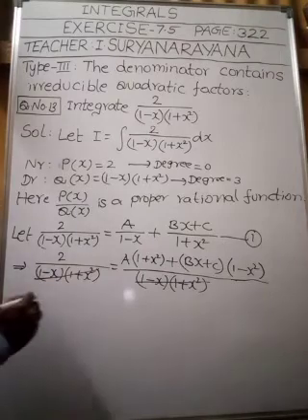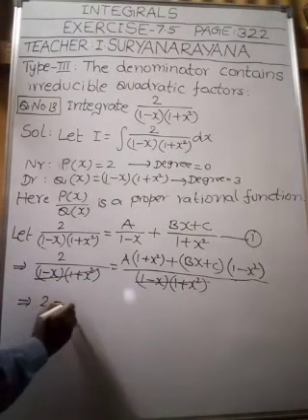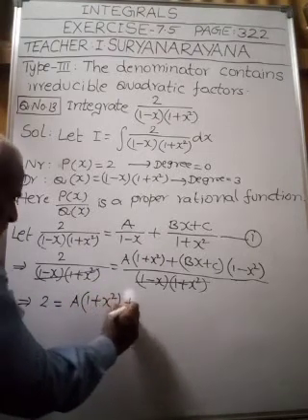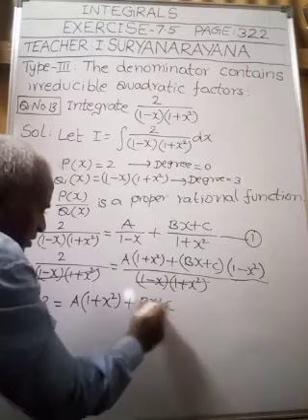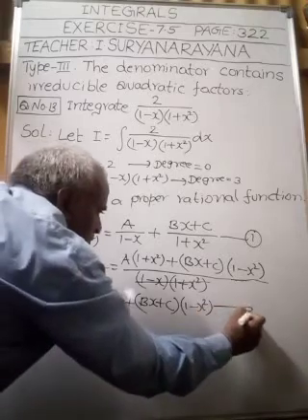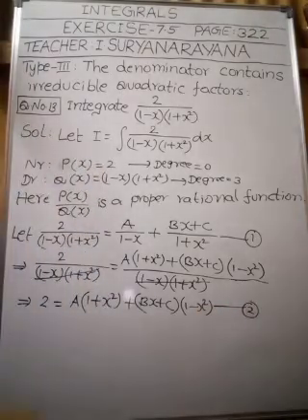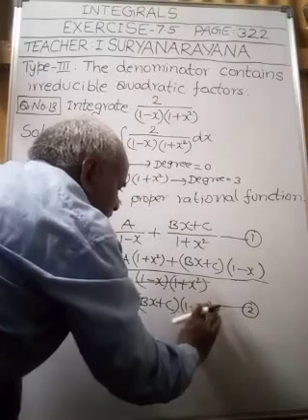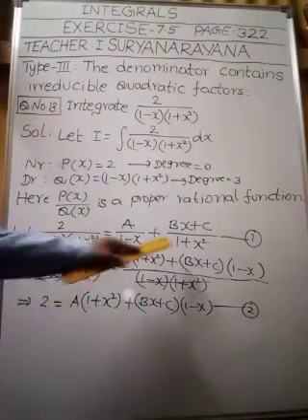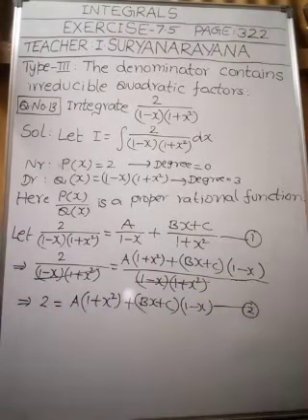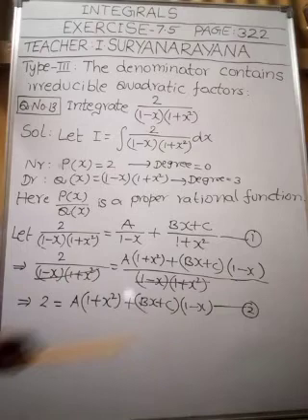This implies 2 is equal to, what you get in RHS? A into (1 plus x square) plus (bx plus c) into (1 minus x). Let us consider this as equation 2. It is 1 minus x, not 1 minus x square. 1 plus x square gets cancelled, we get 1 minus x only. Understood this second equation?